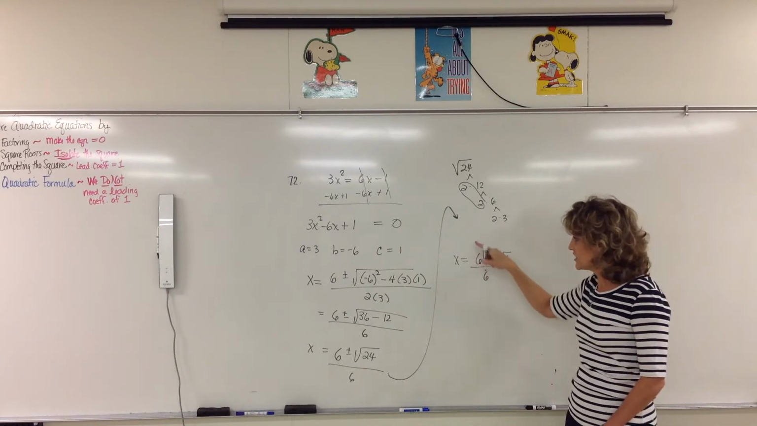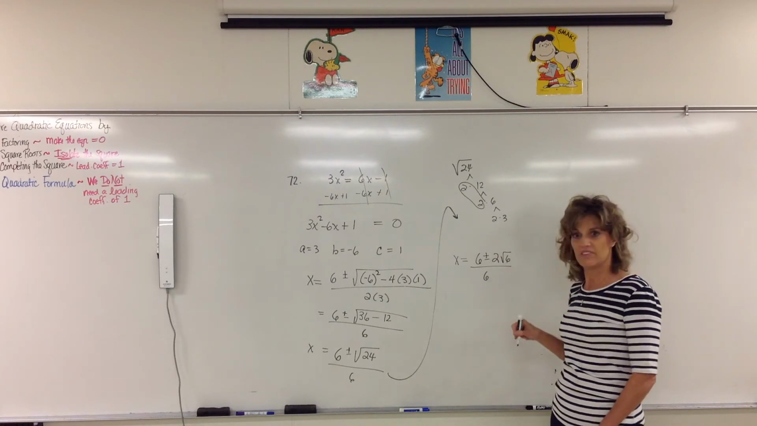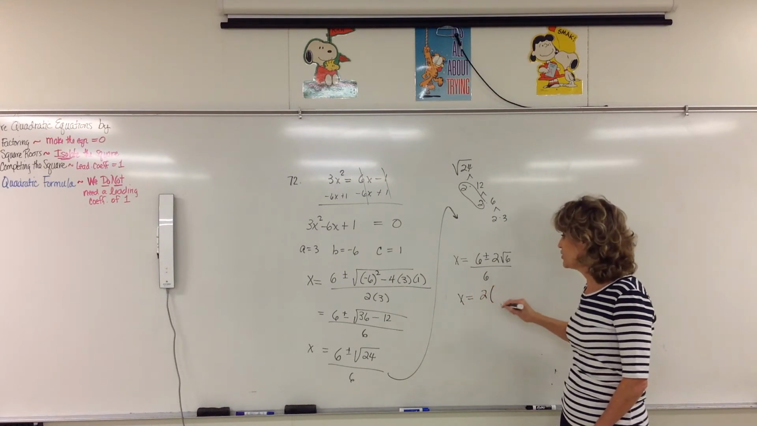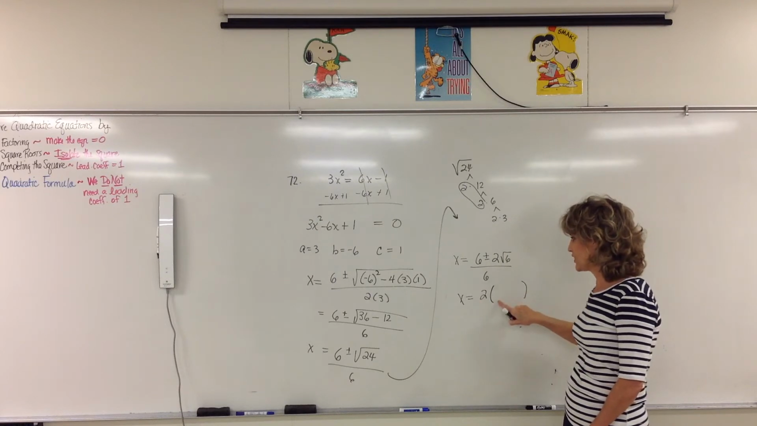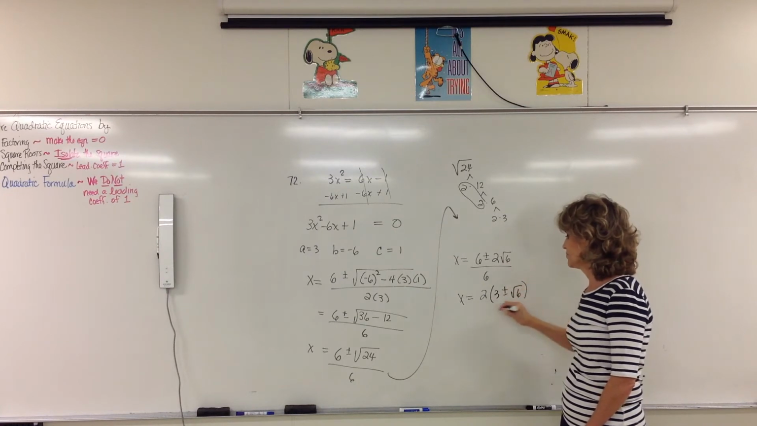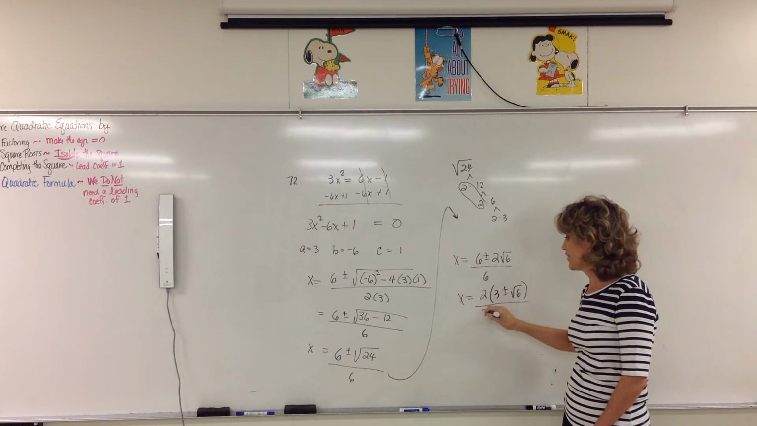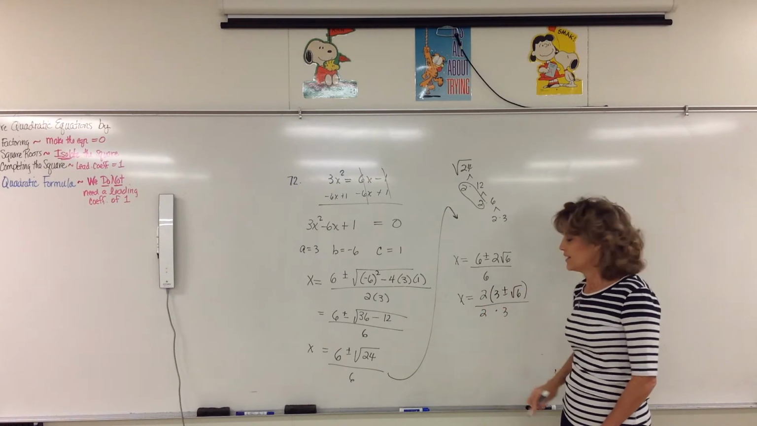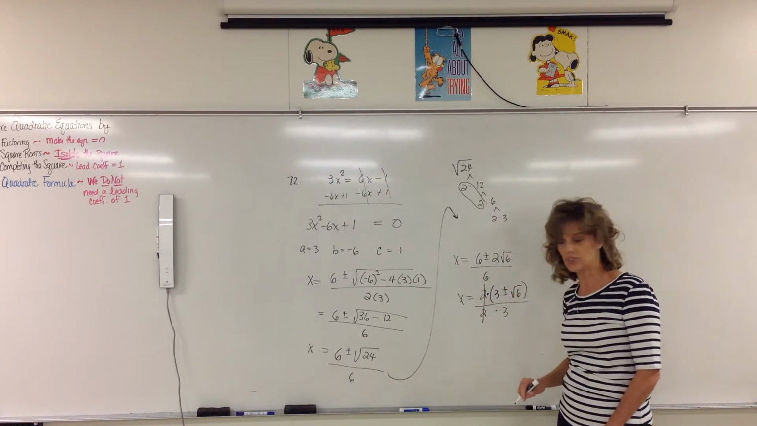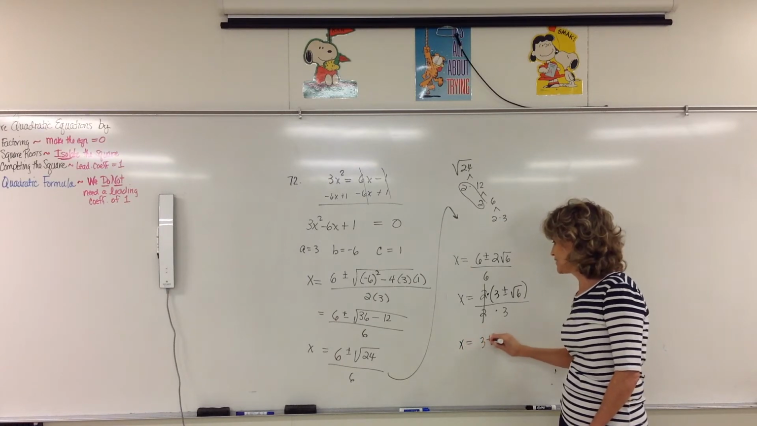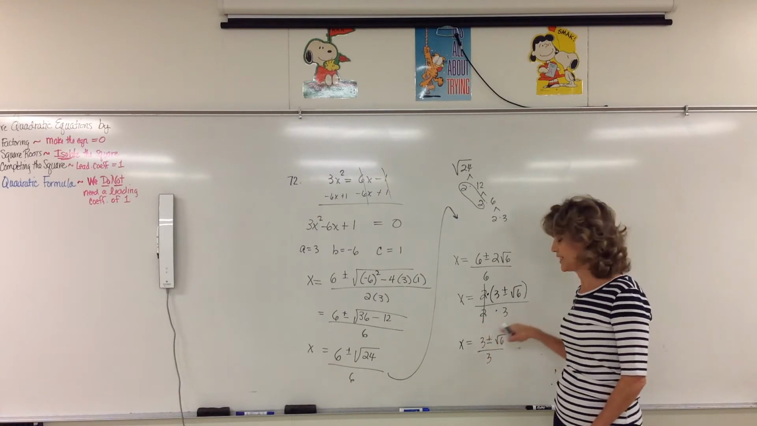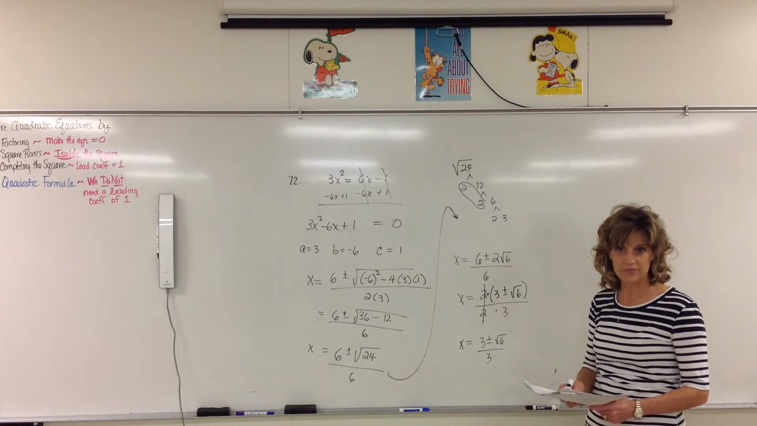I cannot cancel the 6's because those are terms. But is there any common factor? So that means I can factor out a 2. If we factor out a 2, then I have to multiply 2 times 3 to get back to the 6, and 2 times the square root of 6. And instead of 6 on the bottom, we're going to think of it as 2 times 3. The 2's are factors, and we can cancel factors. Can't cancel terms. So we're stuck with this, 3 plus or minus the square root of 6, all over 3. Can't cancel those 3's because they're being added and subtracted on the top. Those are terms. Does that help?